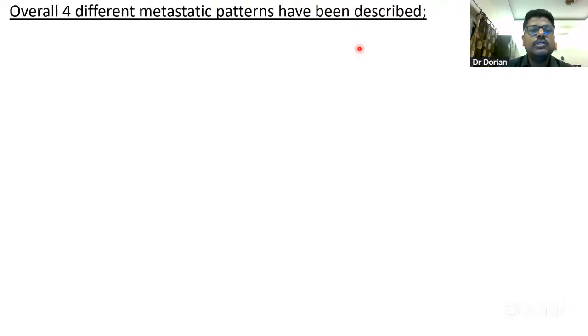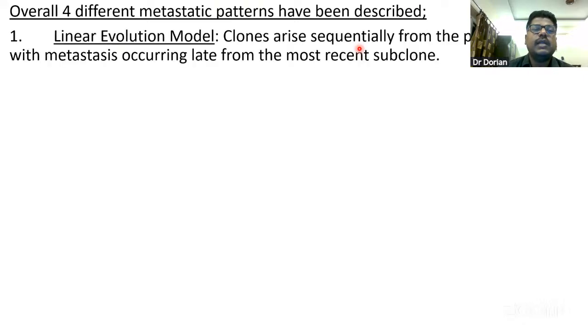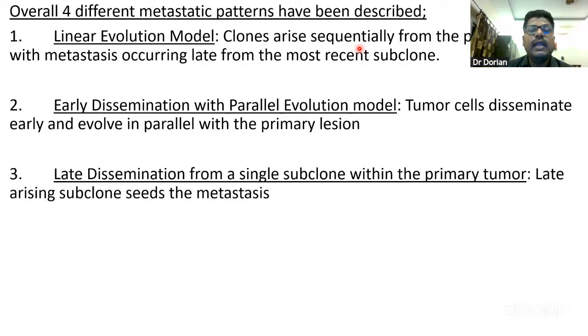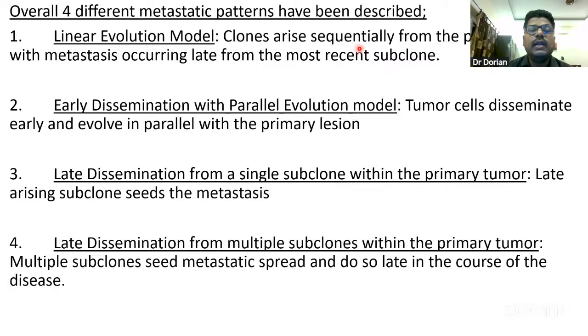Then the last, I hope this is the last hallmark. Four different metastatic patterns have been described. First is the linear evolution model. The clones of metastasis arise sequentially from the primary tumor, with metastasis occurring from the most recent subclone. We will have diagrams for this. The next is the early dissemination with parallel evolution model. The tumor clones disseminate early and evolve in parallel with the primary lesion. Then late dissemination from a single subclone and late dissemination from multiple subclones. All these are the 4 different metastatic patterns which have been described.